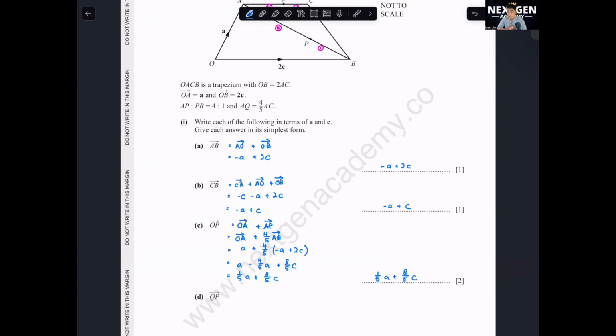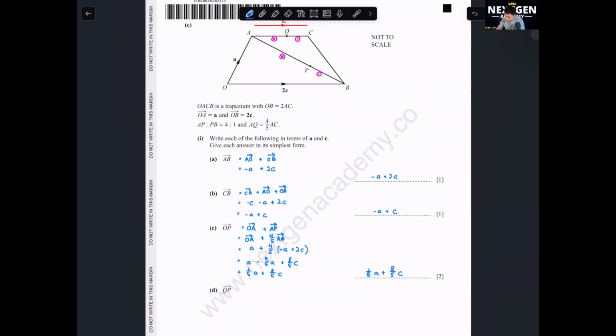Be very careful when you calculate because it will spiral down to the next question. If one piece of information is wrong, with a strict marker, they will mark it all wrong later on. Okay, QP. How can we get from Q to P? We can go QA plus AP. What is QA? QA will be 4 over 5 of CA, in this direction. Since this is 4 parts, this is 1 part.